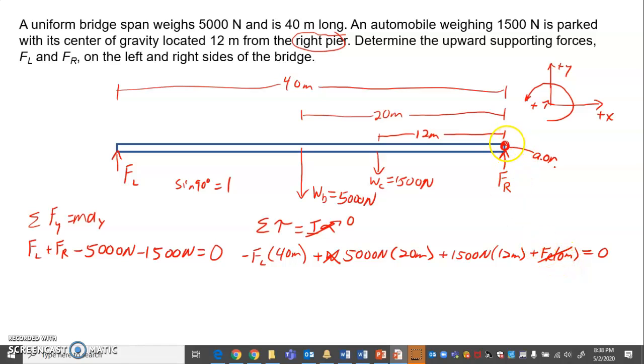So we picked this location to be our axis of rotation, but it would have worked just as well if we had picked the left end to be our axis of rotation. We could have also picked the center to be our axis of rotation, but then we would have ended up with two equations and two unknowns, and we could have solved it. It just would have taken more time. All right, so minus FL times 40 meters, and then we do the math on these parts right here, and let's go ahead and do that right now.